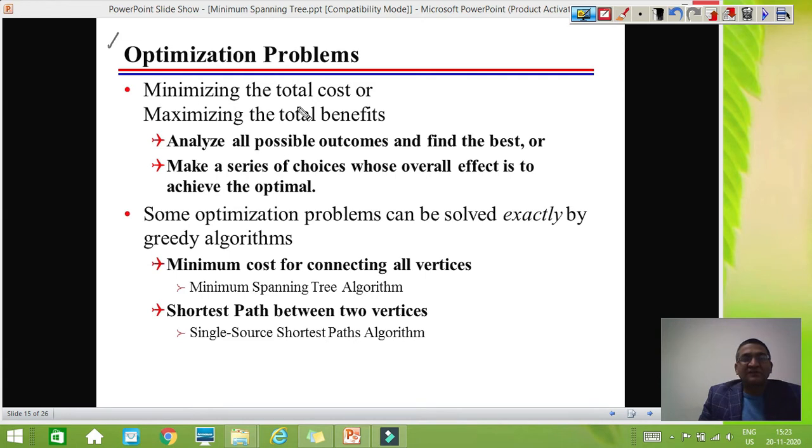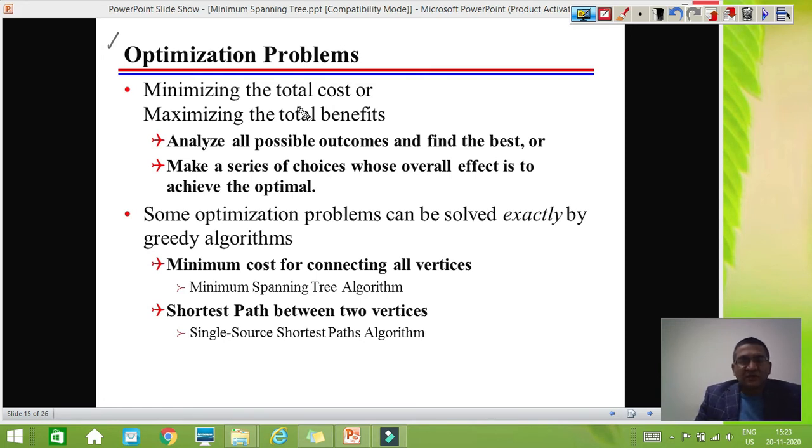Secondly is maximizing the objective function. In this optimization, our objective is to maximize the objective function value. For example, if we are looking for getting benefits, our final objective is to enhance the benefit or to get the most profitable output. So in that case, we'll look at all the possible options to get the optimal benefit or the maximum benefit.